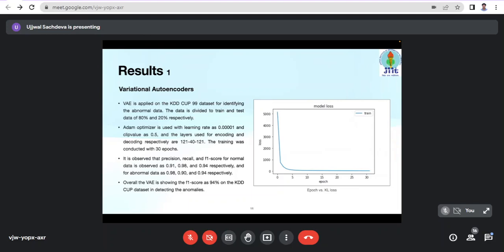It is observed that precision, recall, and F1 score of normal data is 0.91, 0.98, and 0.94 respectively, and for abnormal data 0.98, 0.90, and 0.94 respectively. Overall, the variational autoencoder shows an F1 score of 94% on the KDD Cup dataset in detecting the anomalies.